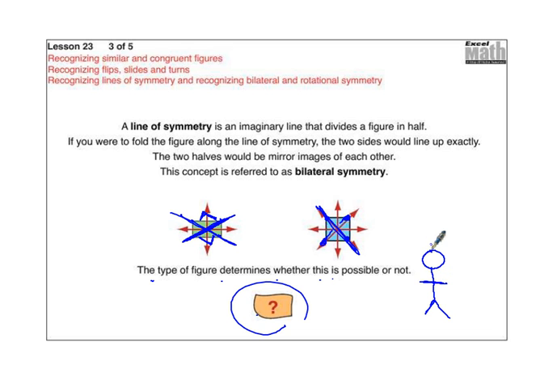Just kidding. Okay, so your body, if you were to go right down the middle here, you have an arm that matches up with an arm, a leg that matches up with a leg, eyes that match up with each other, ears that match up, your mouth, half of it each side, and so on. So your body really is a perfect example of symmetry, bilateral symmetry.